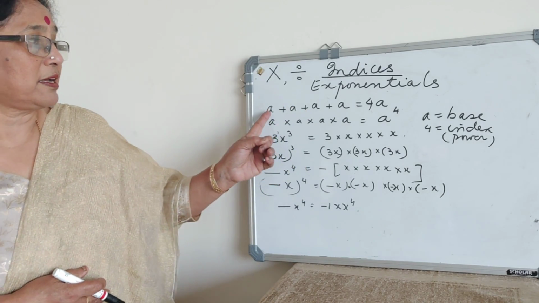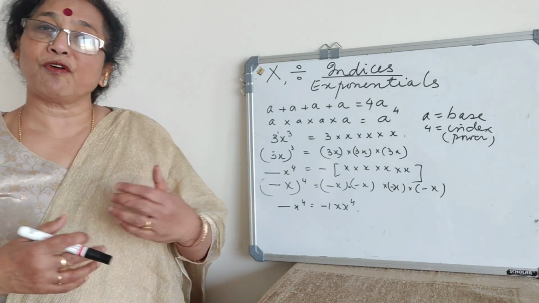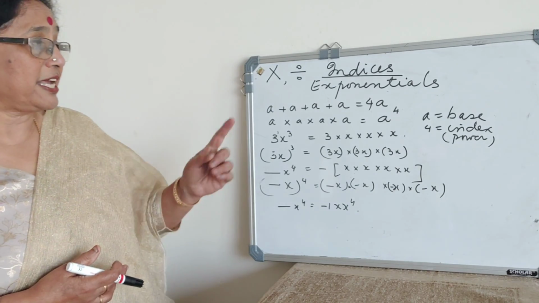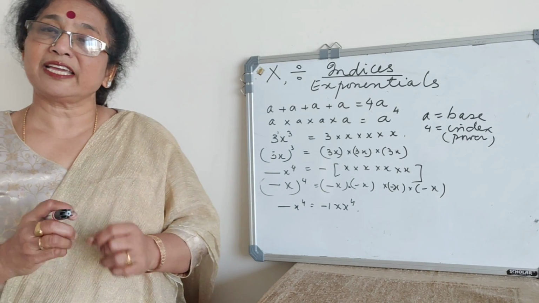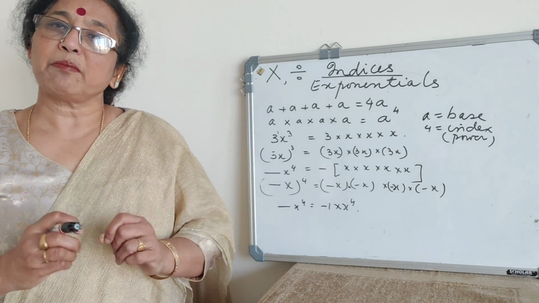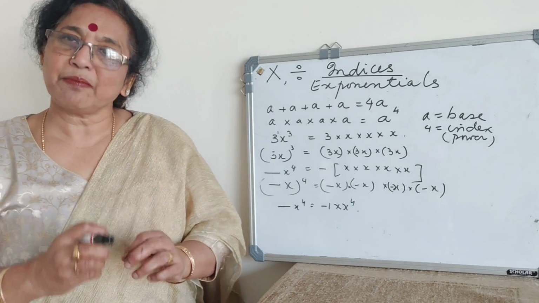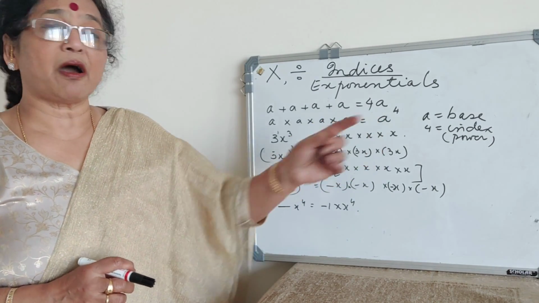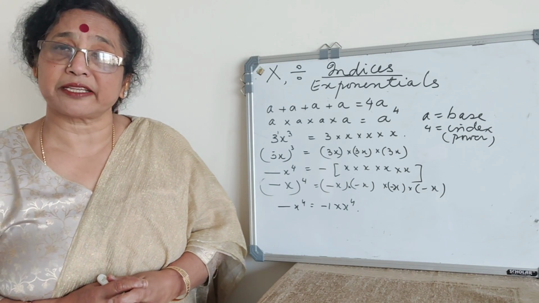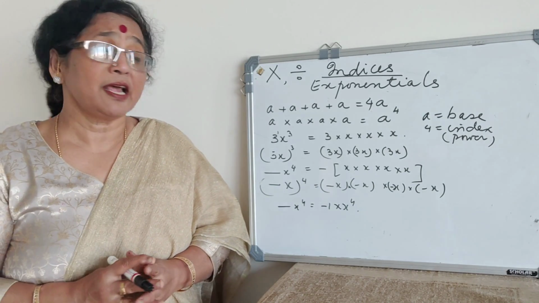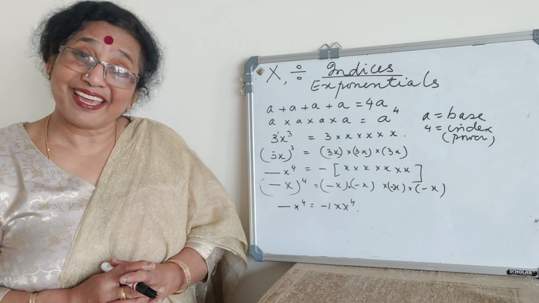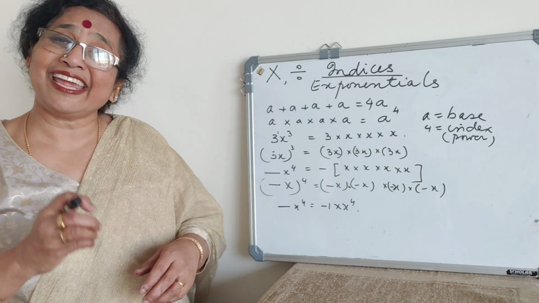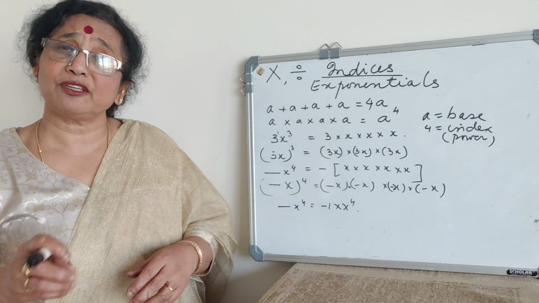So here you have a plus a plus a plus a is 4a. The 4 comes in front of a, meaning 4 times a. But when I write the multiplication sign and the same number a, a into a into a into a is a to the power of 4. 4 becomes the index, the power which is right on top of the number, and a is called the base, right?